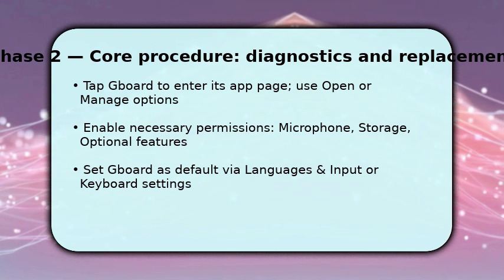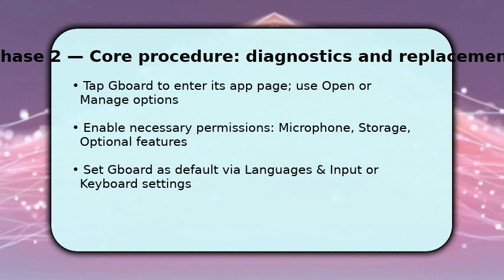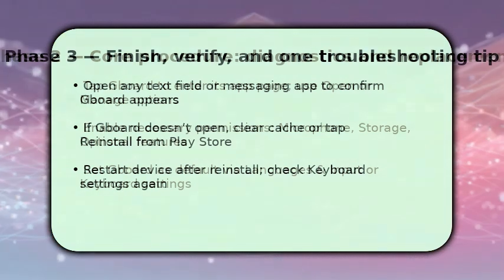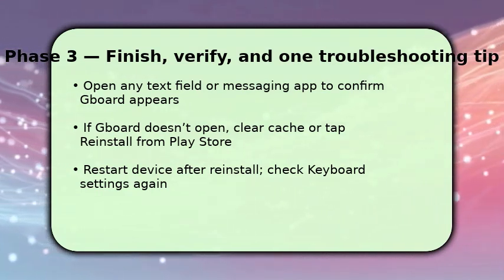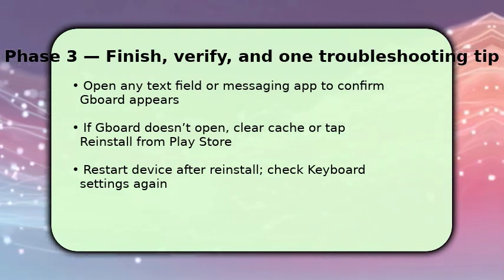You should now verify Gboard by opening a messaging app and tapping a text field. The Gboard keyboard should appear. If it does not, go back to Settings, Apps, Gboard and choose Clear Cache, then try again.